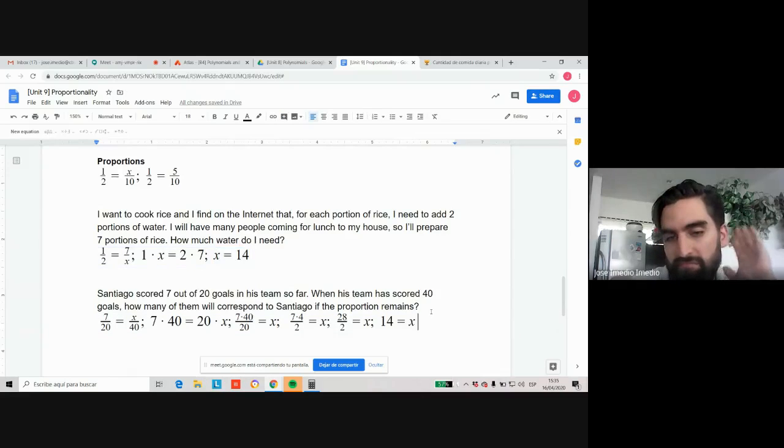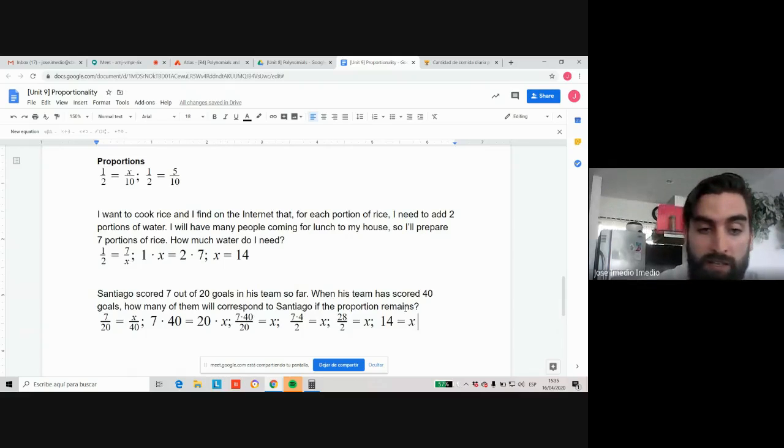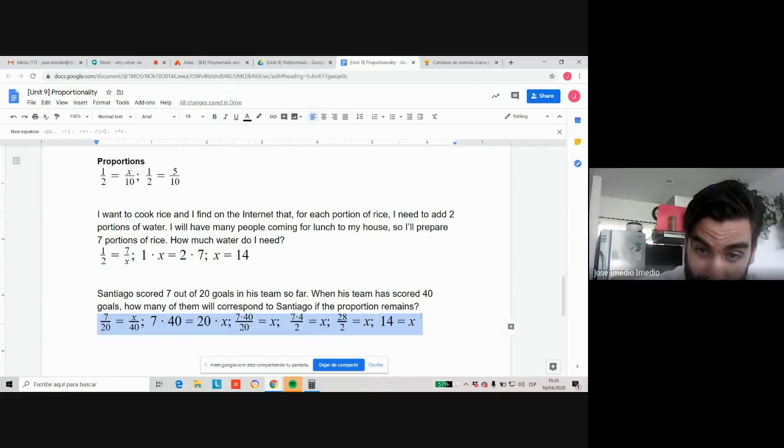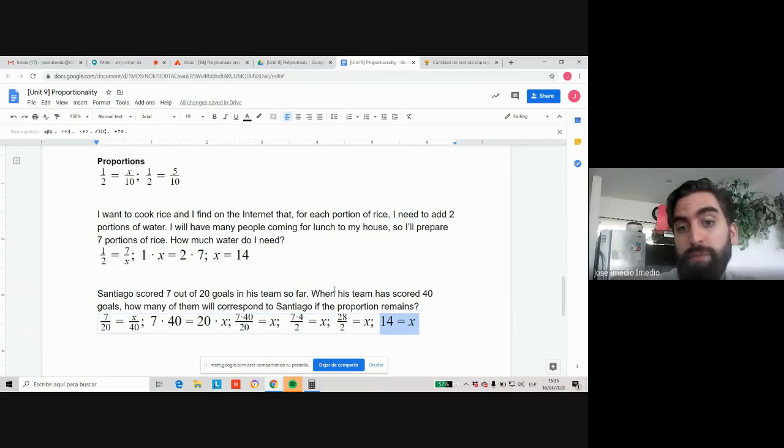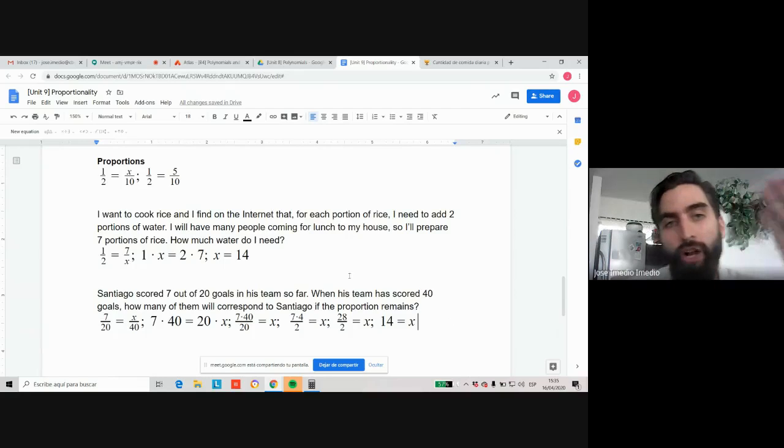It's just, well, I didn't prepare that. It just came like this. Okay, so we have that 14 goals will correspond to Santiago if the proportion remains and the team has scored 40 goals here. Okay, so this is the concept.